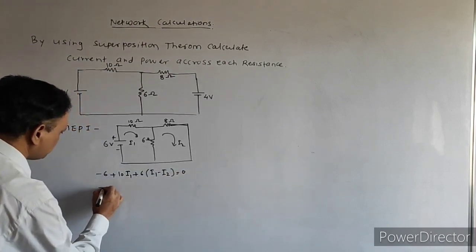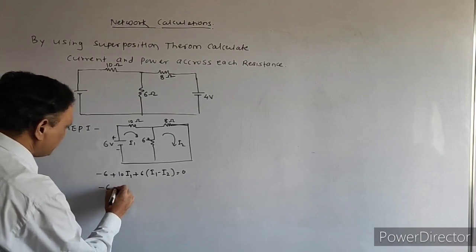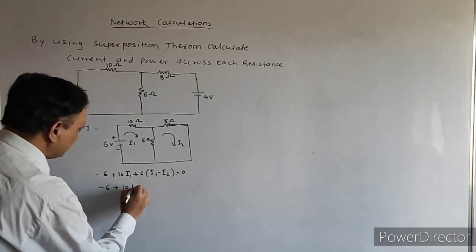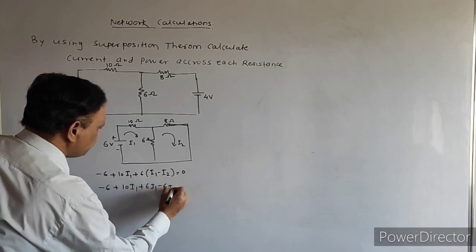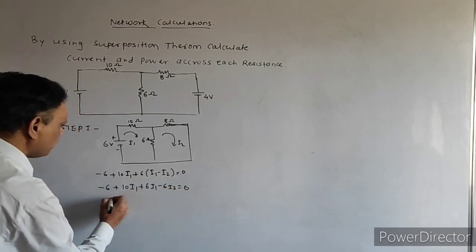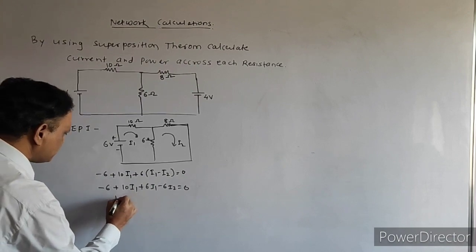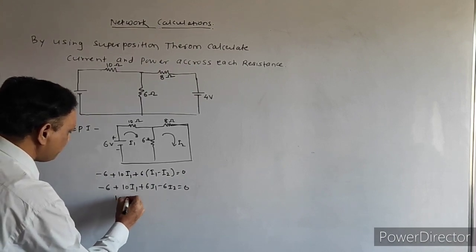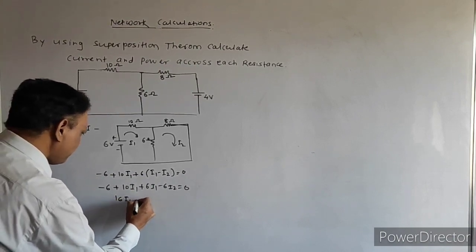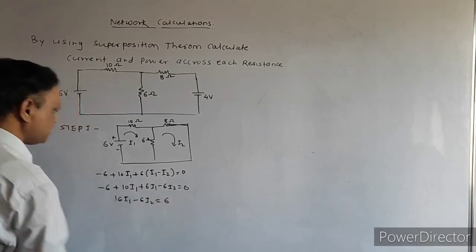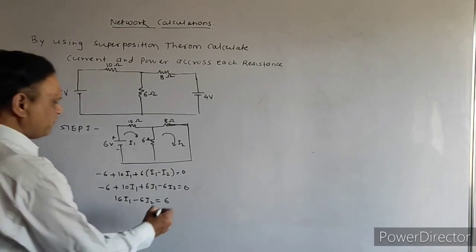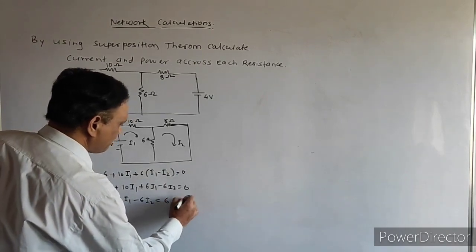If we solve this, we get -6 plus 10 I1 plus 6 I1 minus 6 I2 is equal to 0, or we can write 16 I1 minus 6 I2 is equal to 6. So this is our equation number 1.